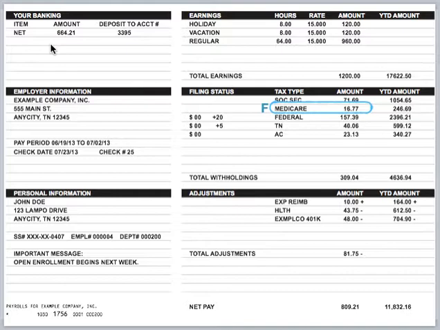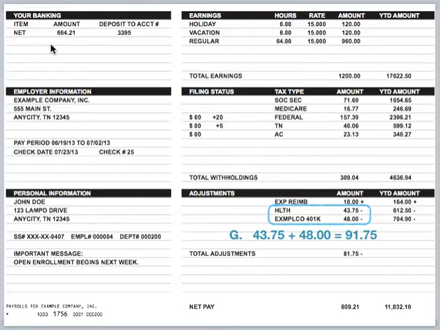So the other two, those are the other deductions. For Part G, you should get $91.75. Now, what those other deductions stand for is health insurance, that's HLTH, and 401k for the example company.